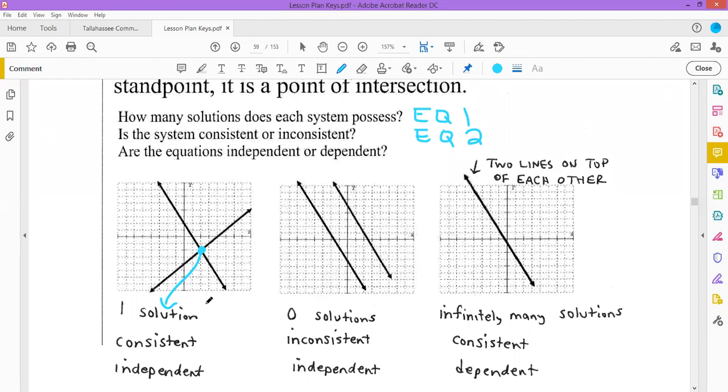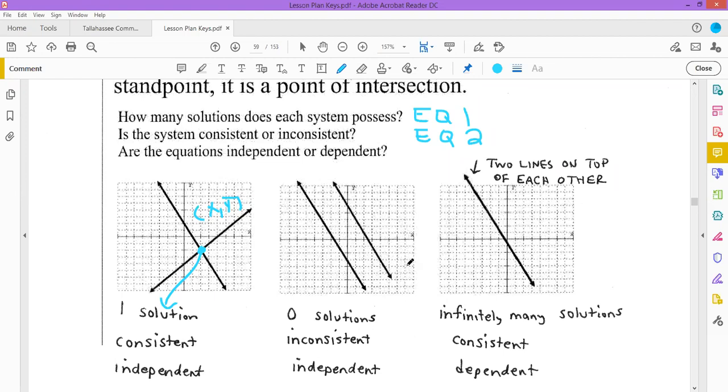You also describe that solution as being consistent and independent. So if you graph the two lines intersect, you have one solution at that point of intersection, and that solution, of course, is going to be an ordered pair. So you write that ordered pair as your solution. You'd also describe it as being consistent and independent.